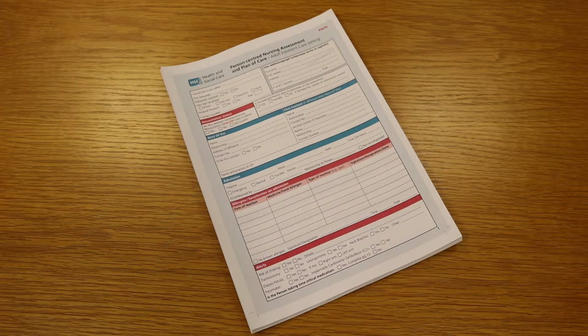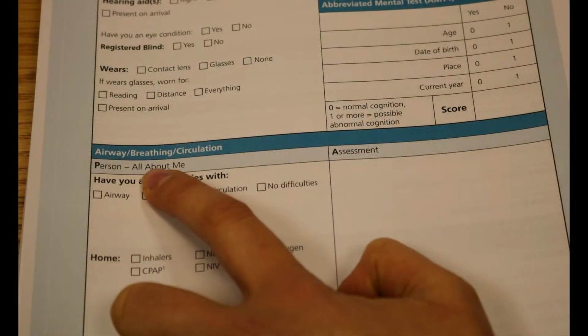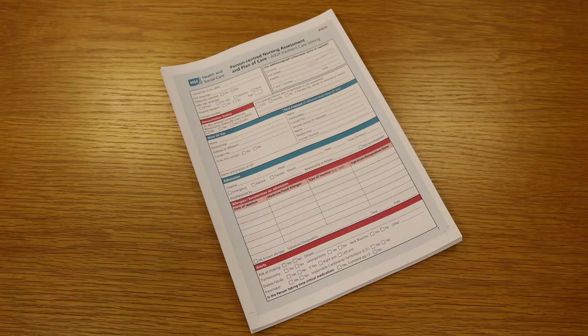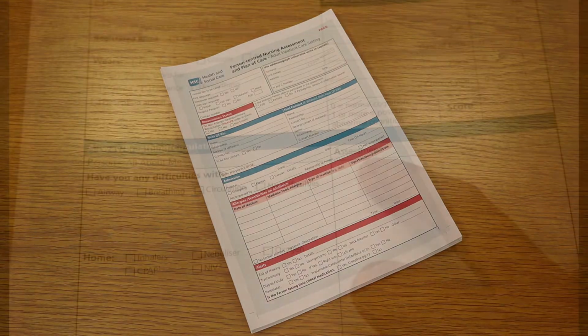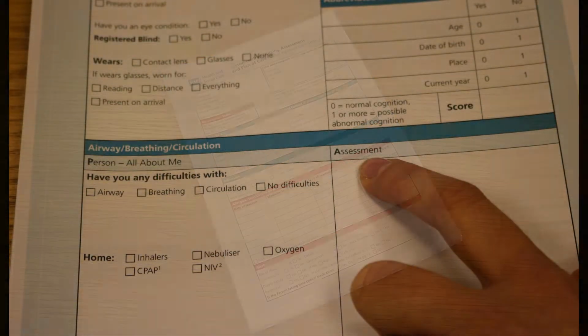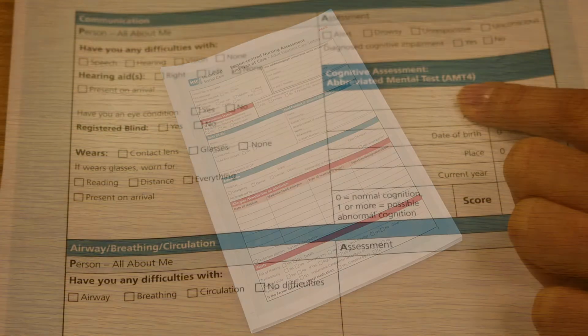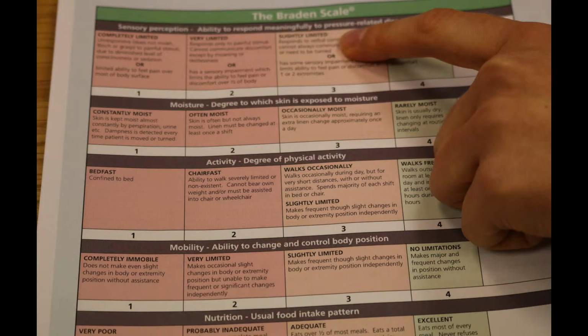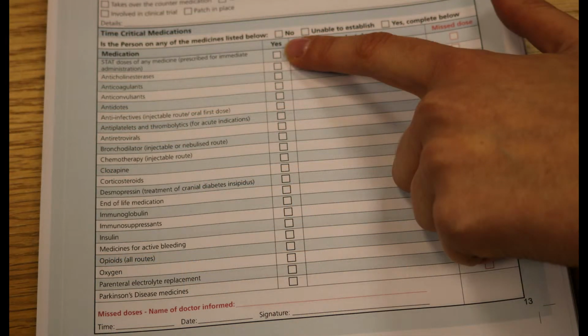Within the sections of the booklet, information is being recorded from the person's perspective and from the registered nurse's assessment. Information should be documented in both sections. The document should be completed by the registered nurse gathering the information, scoring in certain sections, for example in the AMT4, the MUST and the Braden scale, and by ticking relevant or correct boxes.